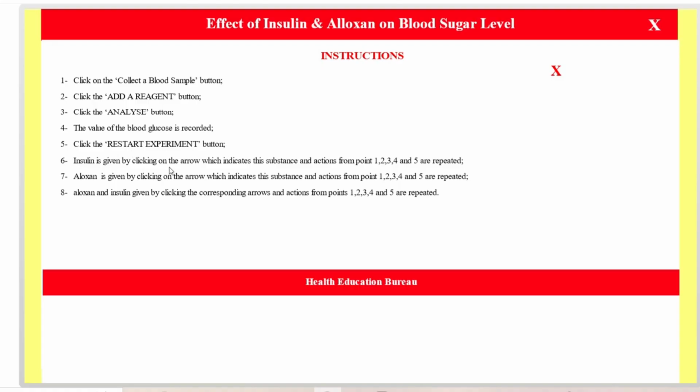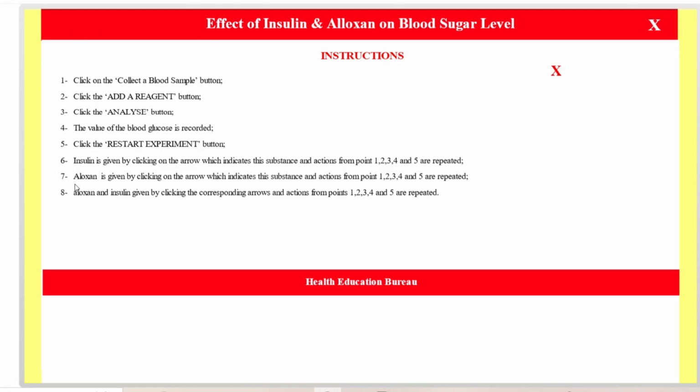Insulin is given by clicking on the arrow which indicates the substance, and action from 1, 2, 3, 4, 5 are repeated. So if we have given an insulin injection, before that we have to follow these steps, means steps 1 to 5 again before giving the insulin injection.